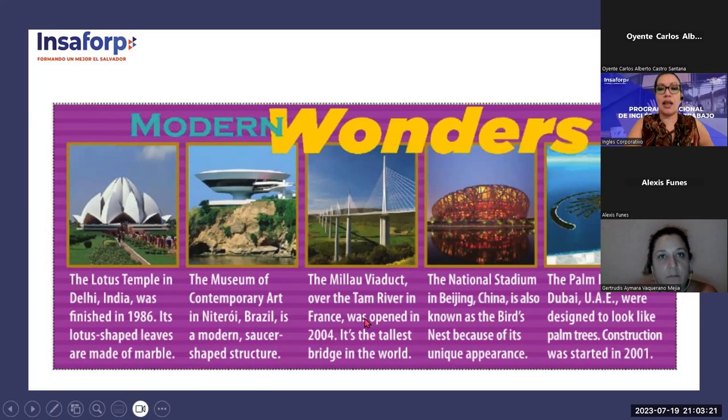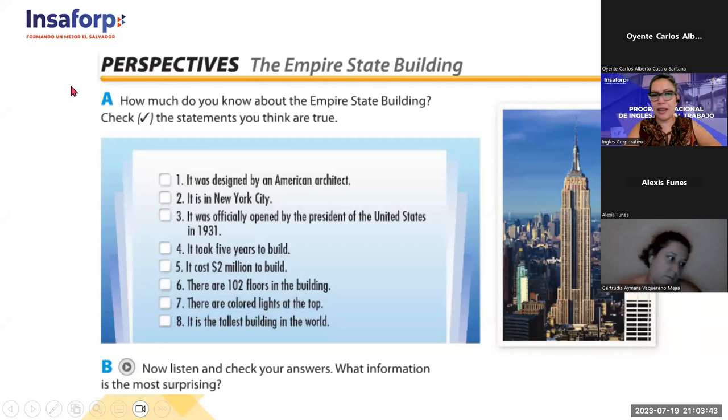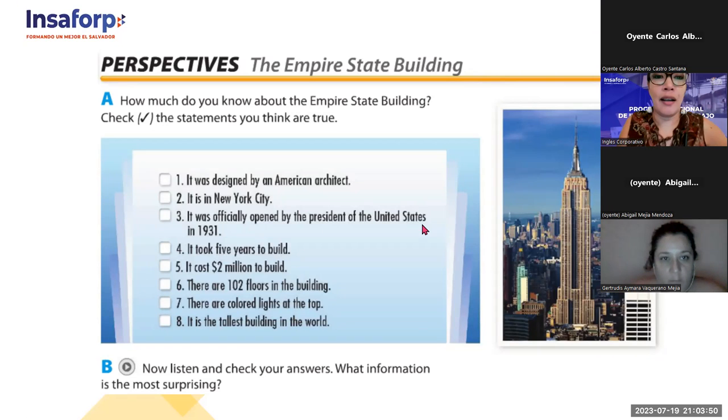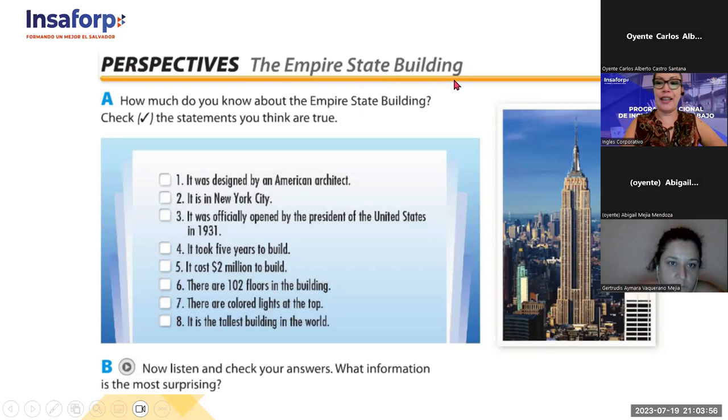As you can see, they are using the simple passive voice. Was finished in, and they start with the object. No dice los arquitectos fulano, sino que the Lotus Temple in Delhi, India was finished in, yes. This is very common, es bien común ver la passive voice en este tipo de lecturas. It's very important, the perspective. Empire State Building is, have you been there? This is in New York.